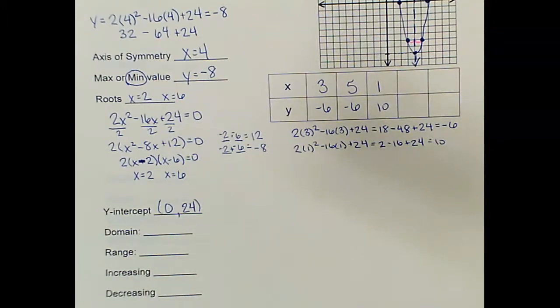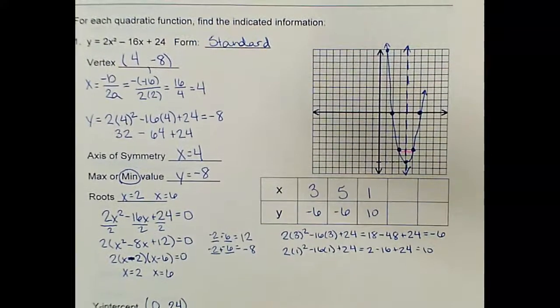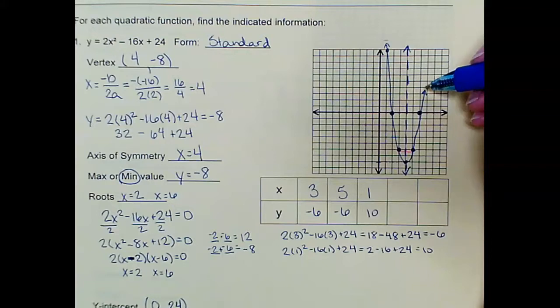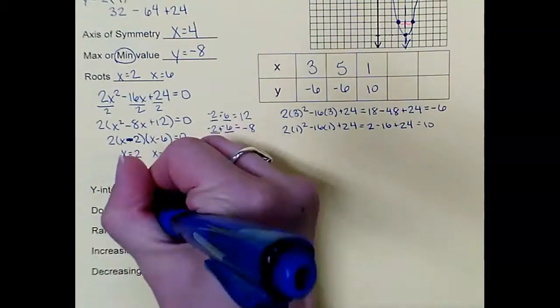My domain, remember, is all of my x values. So tell me about all of the x values for my function. I've got arrows here and here. So what are my x values being used? All of them, right? My parabola is never going to end. It's going to keep going up and out, up and out. So my domain is all real numbers.